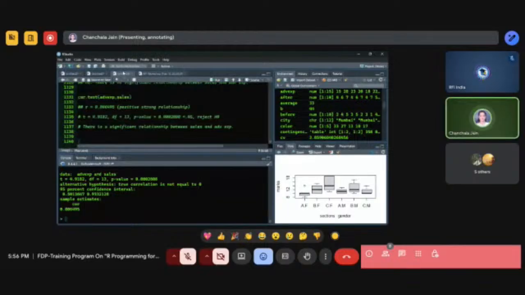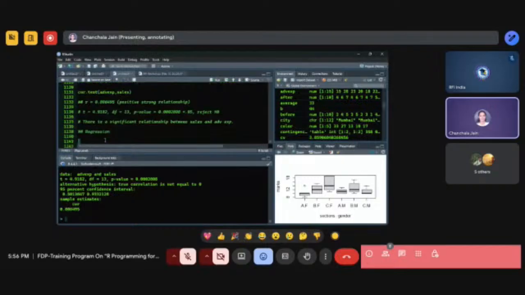So now I'll talk about the regression. Regression is a step ahead. Correlation is only helping you to understand the type of relationship two variables are sharing. Positive, negative, strong, moderate, low kind of relationship it is telling you.